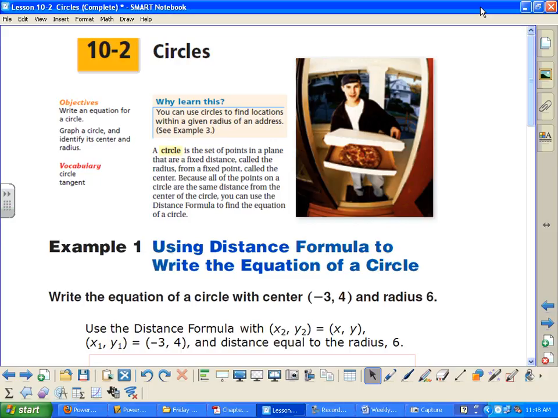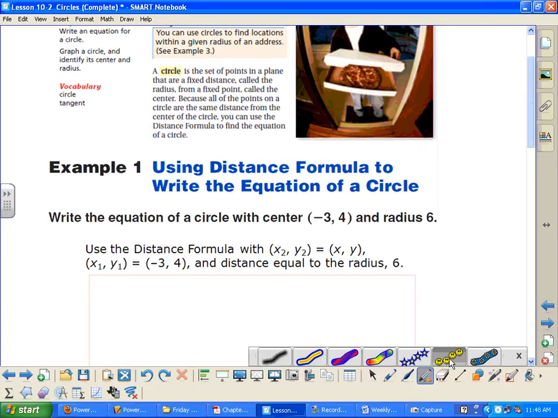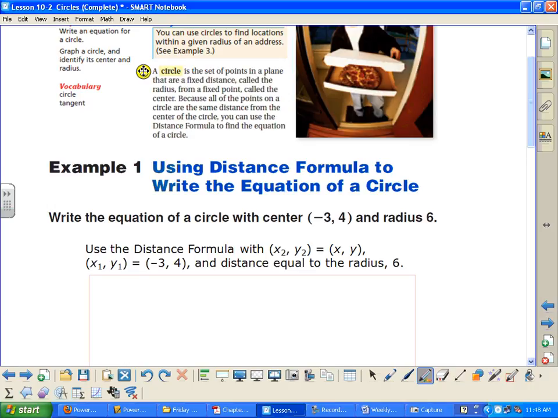Okay, circles. Lesson 10-2. Little reminder about what circles are. A circle is a set of points in the plane that are a fixed distance, the radius, from a fixed point. So if we put a point on a piece of paper and attach a string to it and go around it, then we'll get a perfect circle as long as that always stays the same.